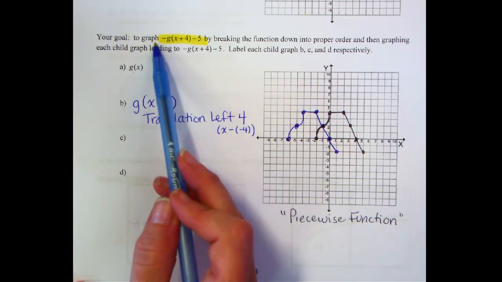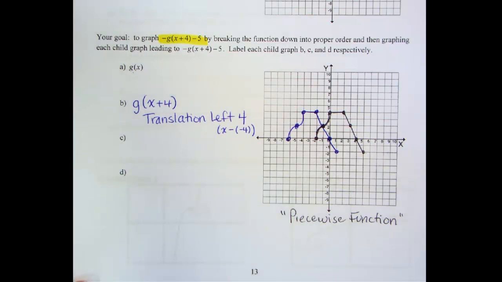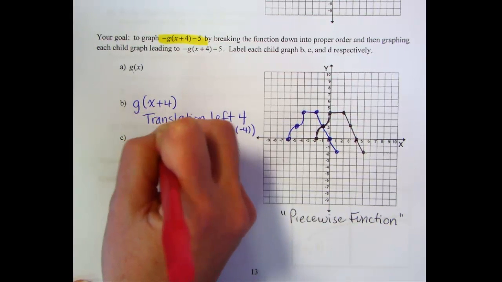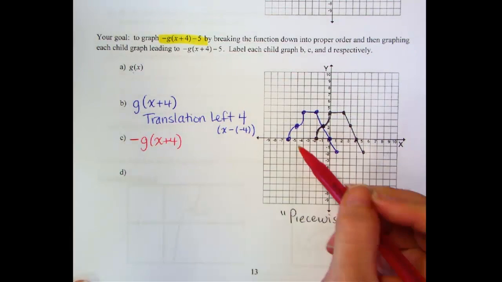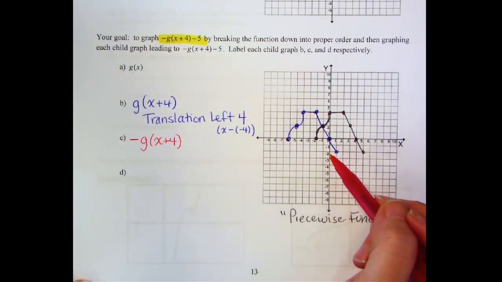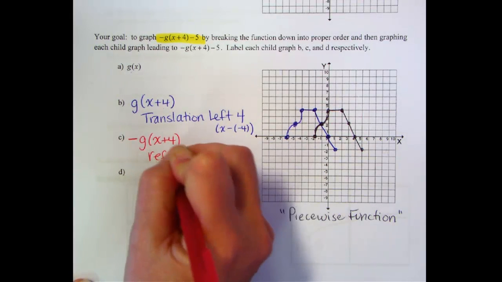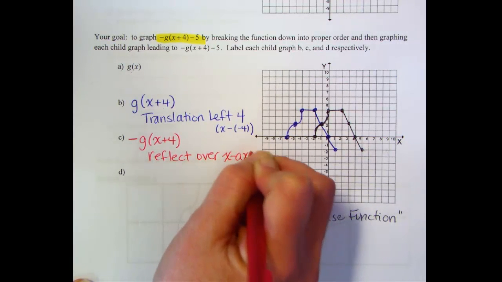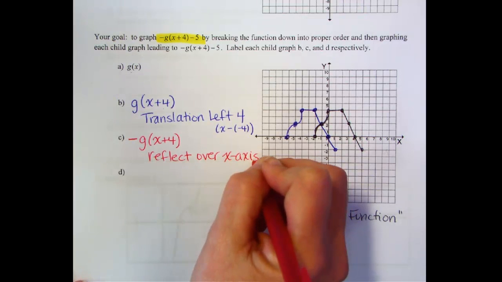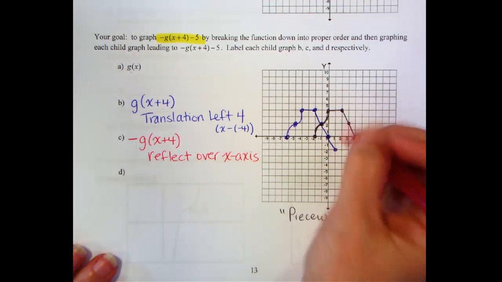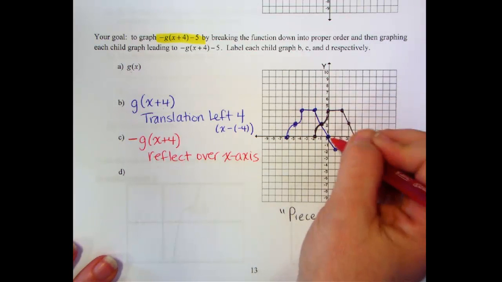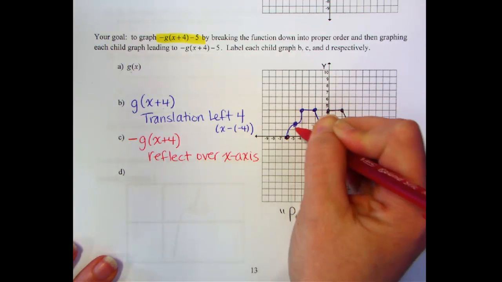With PEMDAS, I need to do the -1 times next. Multiplication comes after parentheses. So my next step is to graph negative g of x plus 4. In other words, take my blue graph, my latest graph, and reflect it over the x-axis. All of our reflections to this point are over the x-axis. So just like the last one, you go distance from x, same distance to the opposite side. When I'm on the x-axis, it doesn't move.